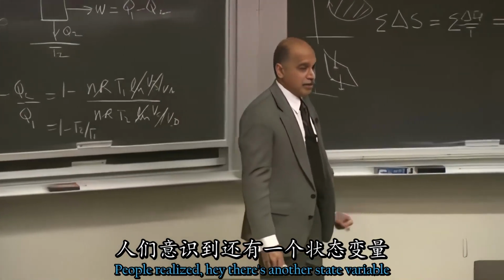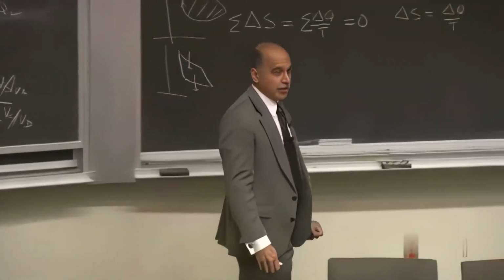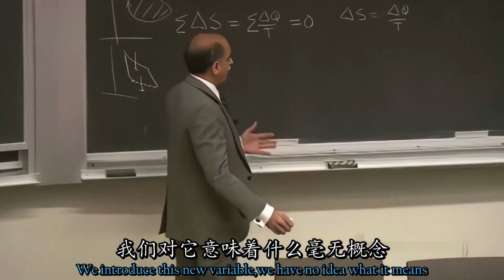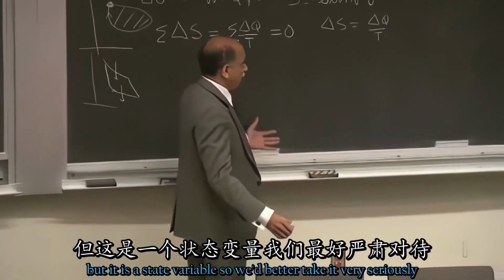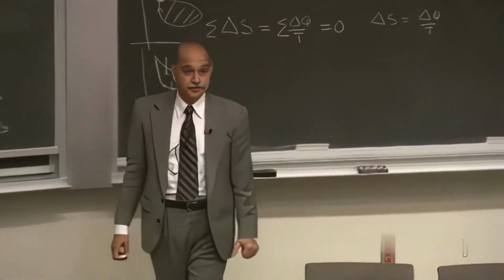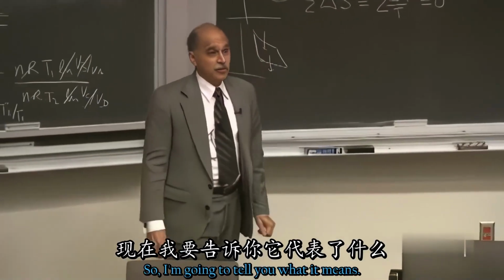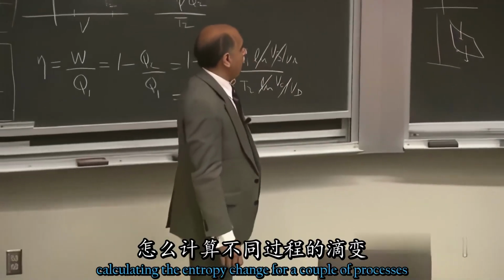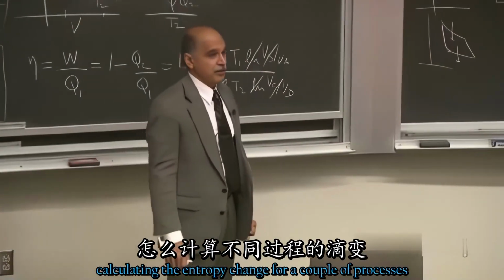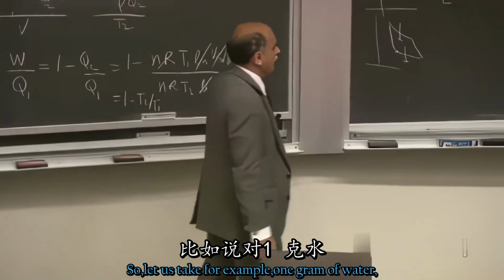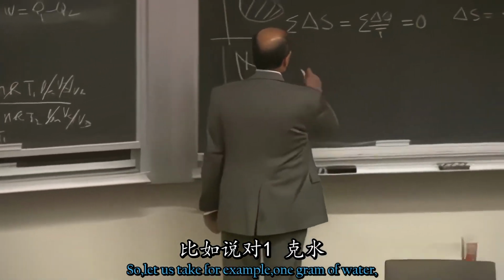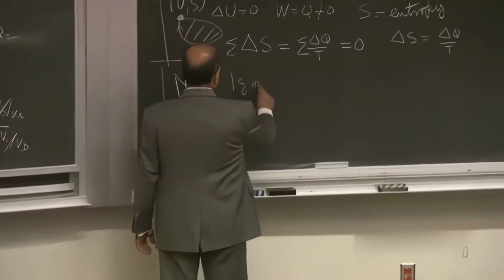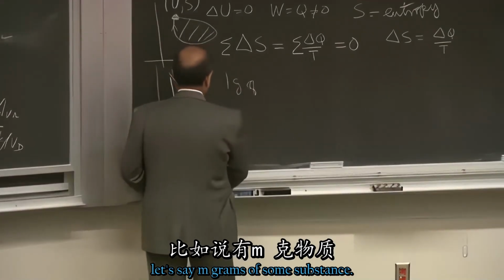People realized, hey, that's another state variable. We introduce a new variable. We have no idea what it means, but it is a state variable, so we better take it very seriously. So I'm going to tell you what it means. But first, I want you to get some practice calculating the entropy change for a couple of processes. So let us take, for example, 1 gram of water, or let's say m grams of some substance.